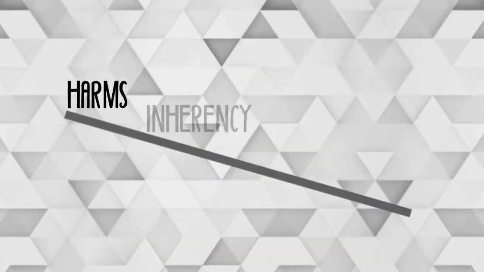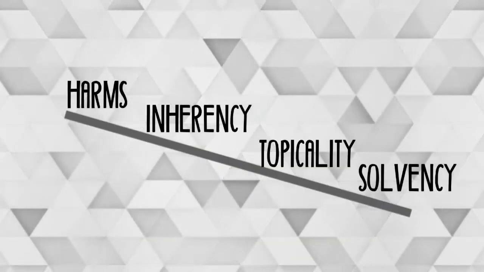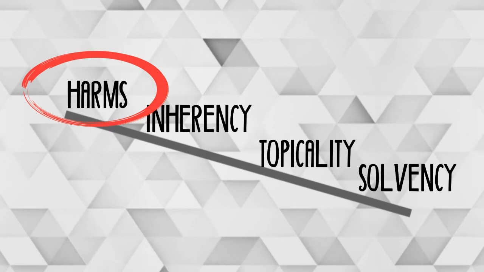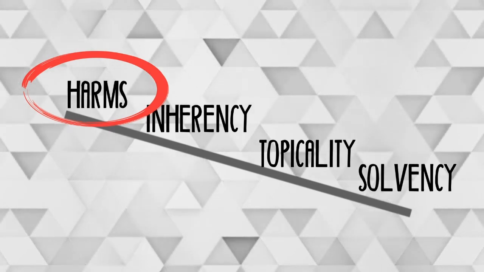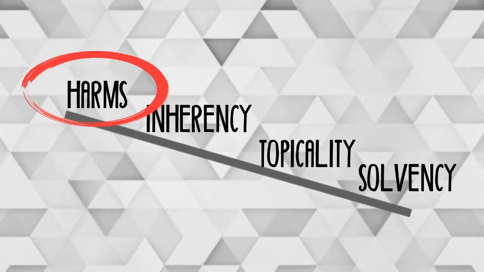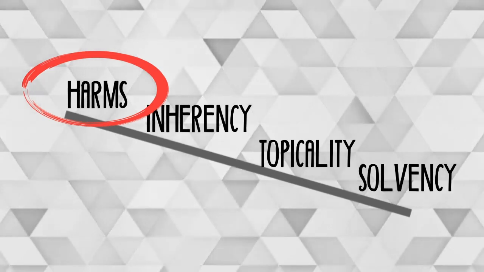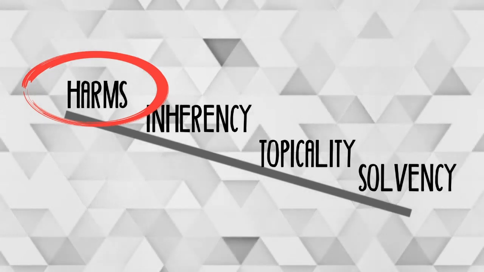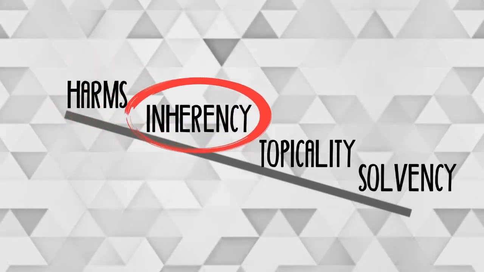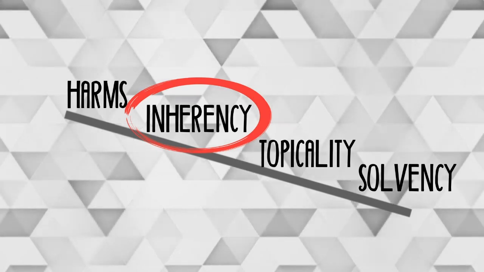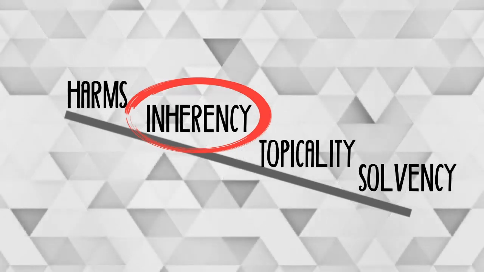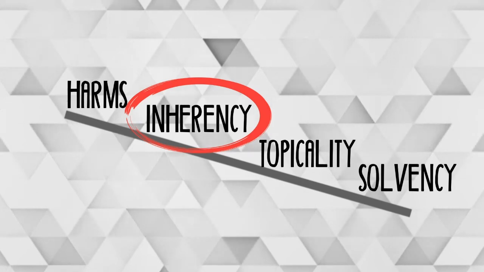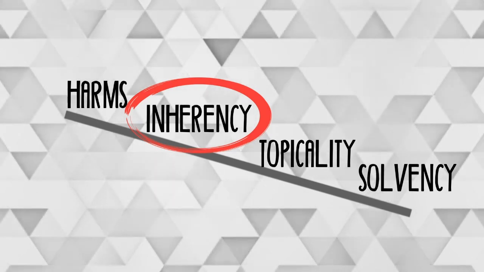In many circumstances, teams will address the stock issues of a case: harms, inherency, topicality, and solvency. Harms are something bad in the status quo. The affirmative needs to prove that there are real harms in order to justify implementation of their plan. Without harms, there is no reason to act. Inherency explains the barrier that prevents the plan from being enacted. The affirmative must prove that either their plan has not been done or that there is something blocking its implementation.